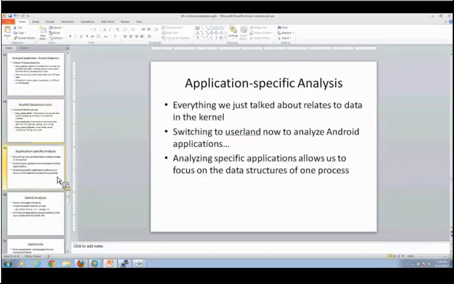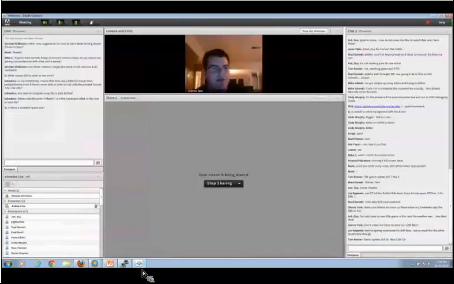Okay, so are there any questions before I move on again? We've looked at analyzing data within kernel memory, but now what I want to talk about for the last few minutes is this idea of looking at application-specific memory, which is a little bit different.